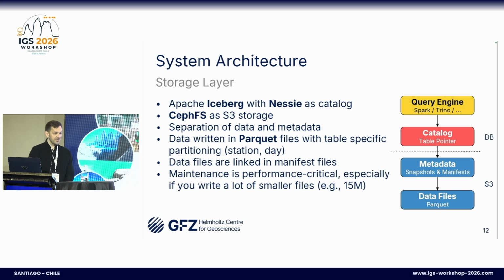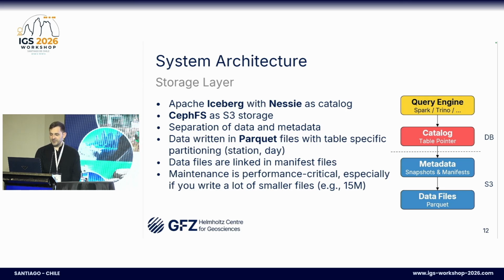To the storage layer. So as said, we are using Apache Iceberg. We have CephFS as our S3 storage that we use at GFZ. The data is written in Parquet files with a table-specific partitioning. So we partition by station and by day at the moment. And on the right side, you can actually see a little bit how Iceberg works.